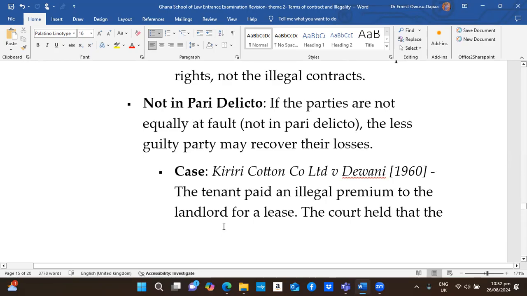Another exception is where the parties are not in pari delicto. That is to say that the parties are not equally at fault. We have an illegal contract. The contract is illegal or contrary to public policy. But when it is considered, it is clear that one was not as blameworthy for the illegality as the other. So where they are not equally at fault, where they are not in pari delicto, the person who is the less guilty party, or the relatively innocent party, as it were, may recover whatever money he might have lost under the contract.